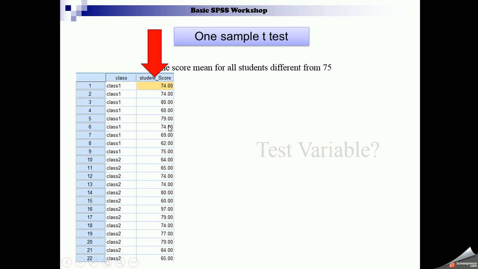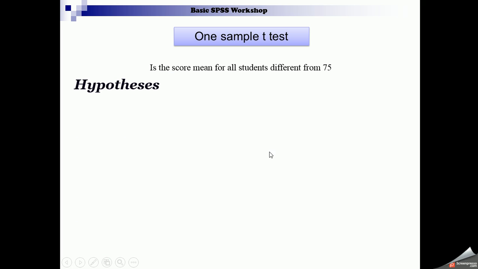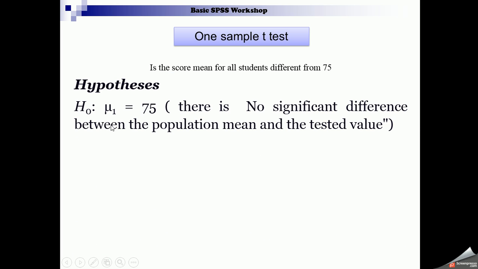First, what is the test variable? It is the student score, and the value that we want to test against is 75. So now we have the hypotheses. The first hypothesis: mu1 is the population mean, so mu1 is equal to 75. There's no significant difference between the population mean and the tested value.